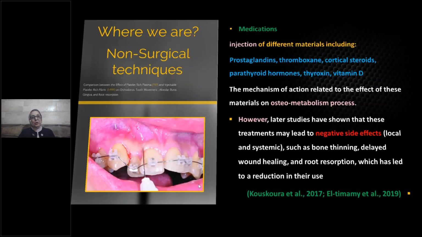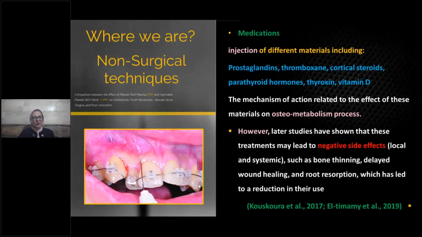Injection of different materials, including prostaglandins, thromboxane, corticosteroids, parathyroid hormones, thyroxine, and vitamin D. The mechanism of action relates to the effect of these materials on the osteometabolism process. However, later studies have shown that these treatments may lead to negative side effects, local and systemic, such as bone thinning, delayed wound healing, and root resorption, which has led to a reduction in their use.